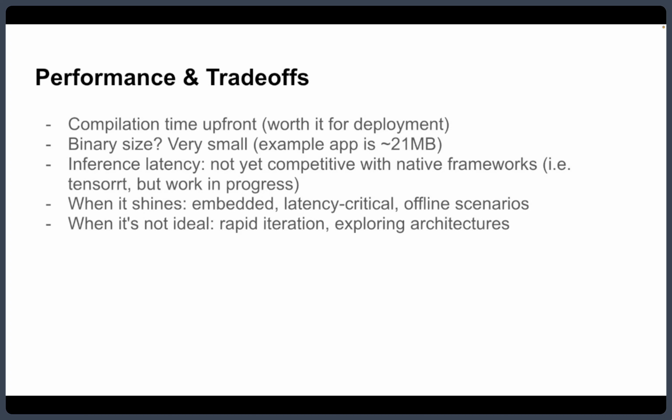So the performance trade-offs. Compilation is a bit slow. Typically for cross compilation right now, it takes maybe 5 minutes to create the full package for a cross-compiled binary to a device. Binary size is very small, about 20 megabytes. The actual performance is not competitive with the native frameworks right now. Things like TensorRT are a lot quicker, and I know why that is. TensorRT generates code for each specific device.